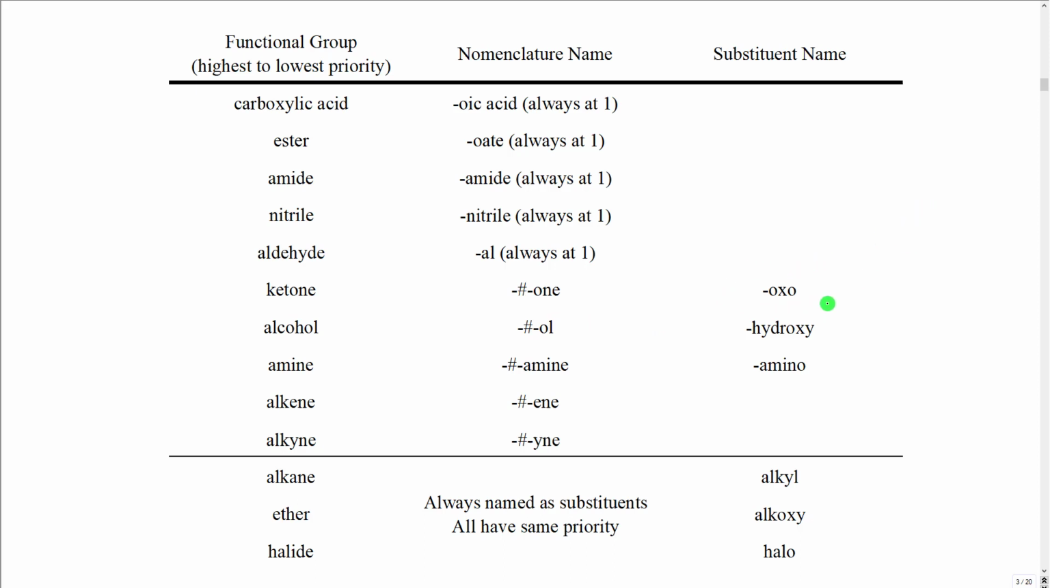Finally then, I want to introduce you to some substituent names. It is possible to have ketones in a molecule, but then also a higher priority functional group. So for example, maybe an aldehyde and then also a ketone in the same molecule. In that case, the higher priority functional group would get the suffix, the ending. So we would have to name the ketone as a substituent. In that case, we use oxo. And it's very important to distinguish that it is O-X-O.